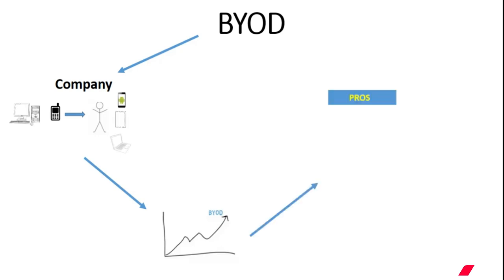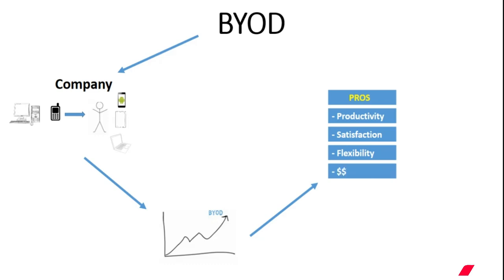The main pros of BYOD are that productivity and satisfaction in the workers increase. This is due to the fact that they use their own devices and applications and feel more comfortable. Also, they can work with more flexibility, choosing when and where, since the device is with them constantly. The company also saves a lot of money in technological resources.